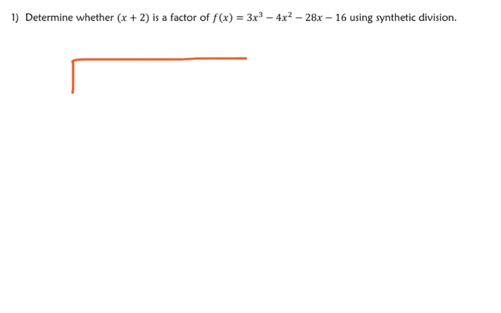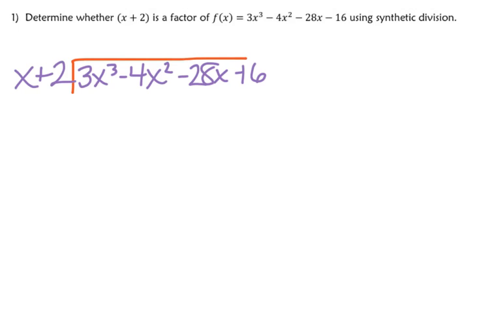If it is a factor, it means that the remainder will be 0 when we divide. So I'm going to start with 3x cubed minus 4x squared minus 28x minus 16, and we're dividing it by x plus 2. Remember that you're always looking at your first term. So I'm saying, what would I need to multiply x by to get 3x cubed? And I would need to multiply it by 3x squared.